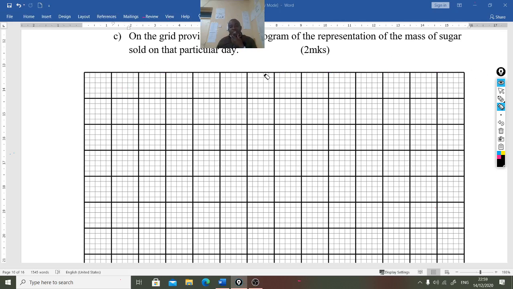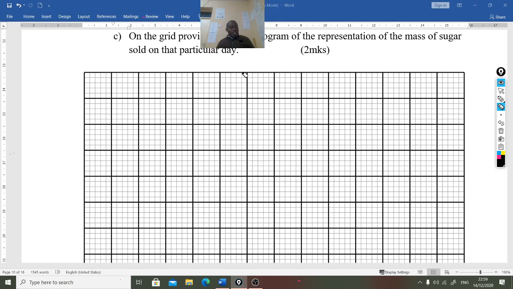Now, on the grid provided, draw a histogram of the representatives of the mass of sugar sold on that particular day. Remember, from above, the highest frequency was 38. A class with the highest frequency we call the modal class, and the highest frequency we call the modal frequency. So the modal frequency is 38.